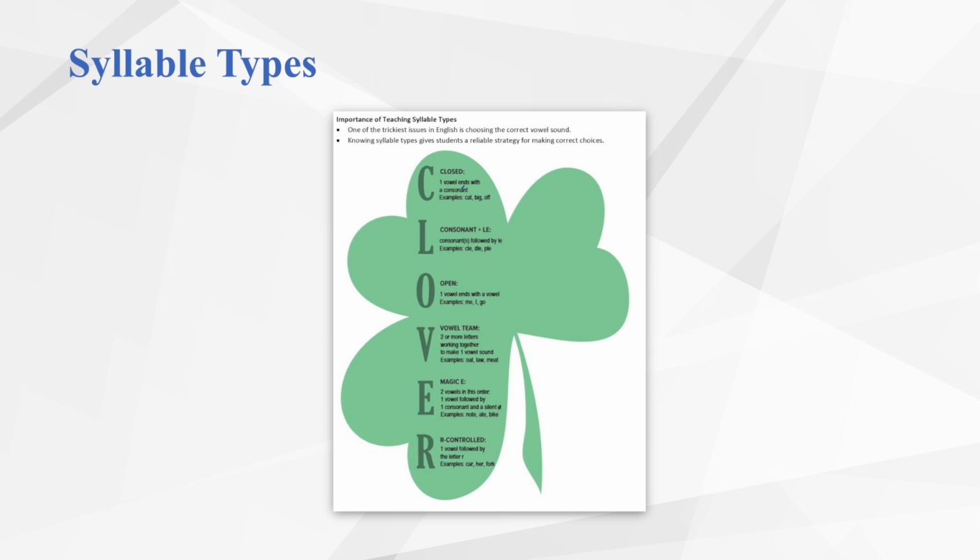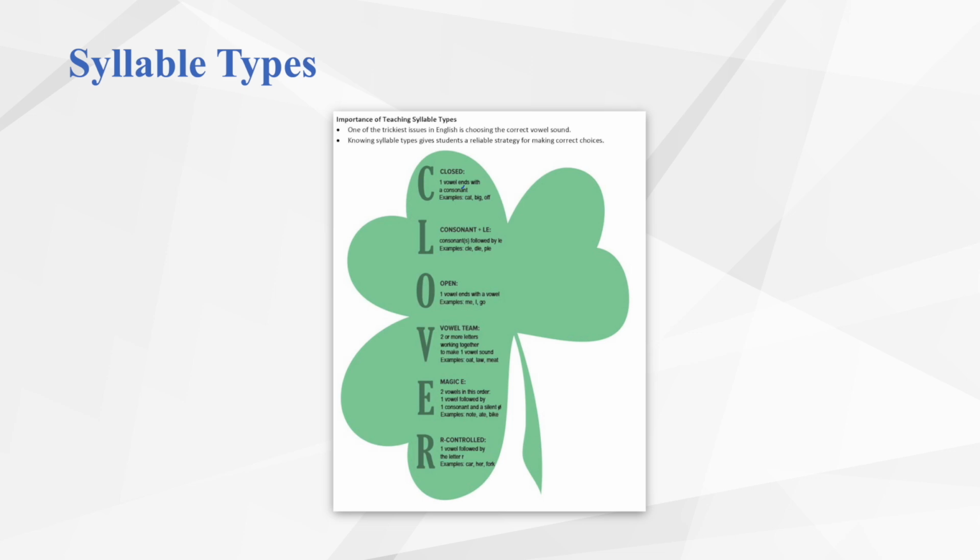It is important to note that this clover mnemonic is not representative of the order in which syllable types are taught. In kindergarten, the words that students read are, in fact, closed syllables, even though that syllable type is not specifically taught to them. The reason we use closed syllable words is that we are working on helping students become automatic on short vowel sounds. Eventually, we introduce that vowels can say their name through open syllables and magic E syllables. The other three syllable types are not introduced in kindergarten.